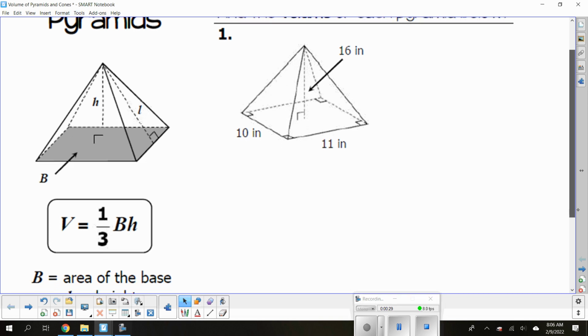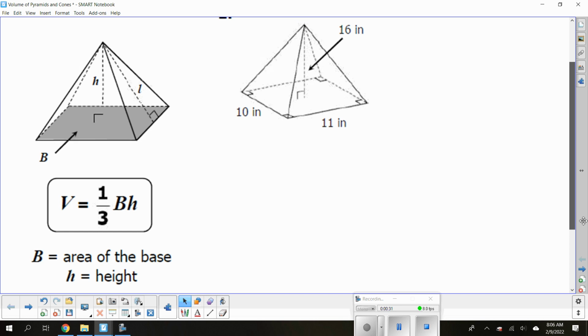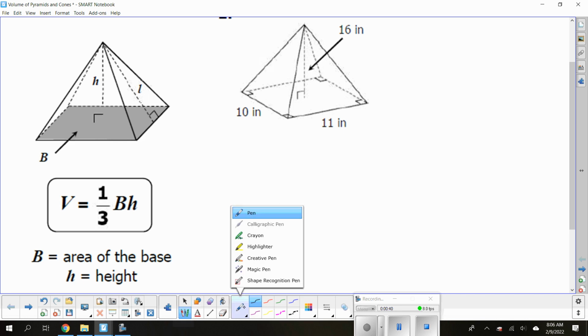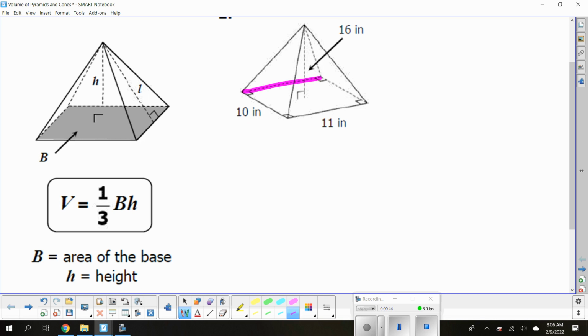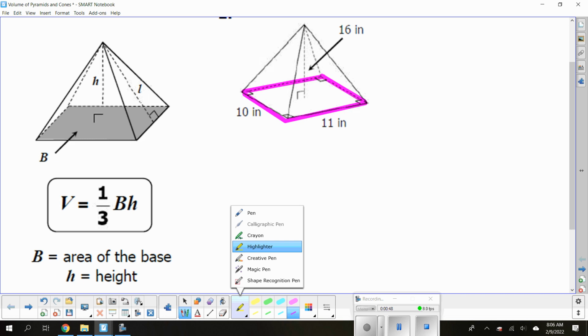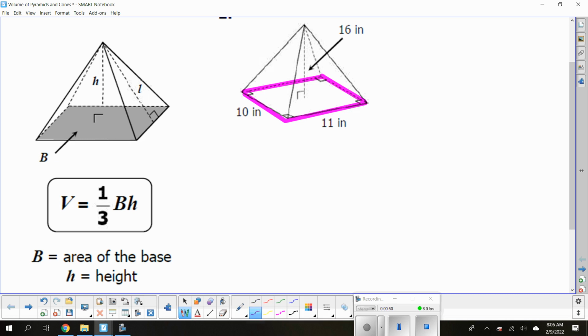So again, those notes are right here. But big B is the area of the base, and H is going to be your height. Remember, your height must be perpendicular to your base. So just make sure you remember that. My base shape here is going to be a rectangle. So if I want to define big B separately, I'm going to take base times height, which is just 10 times 11. So my big B is 110.